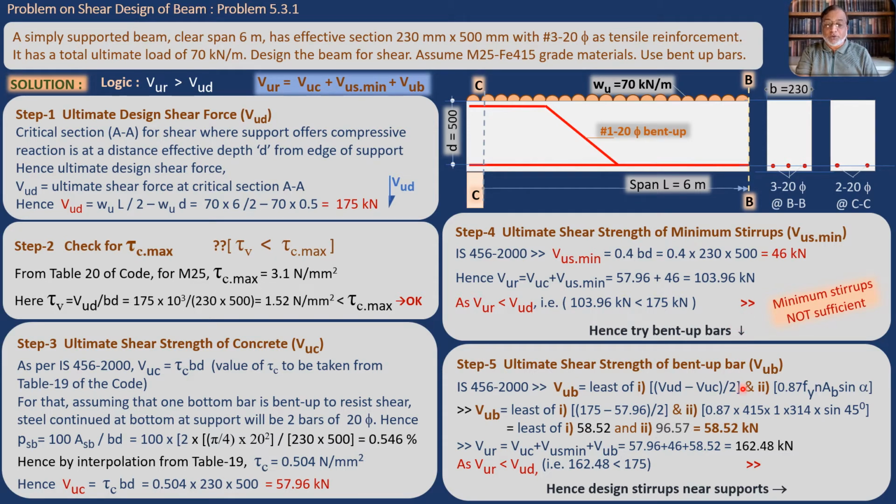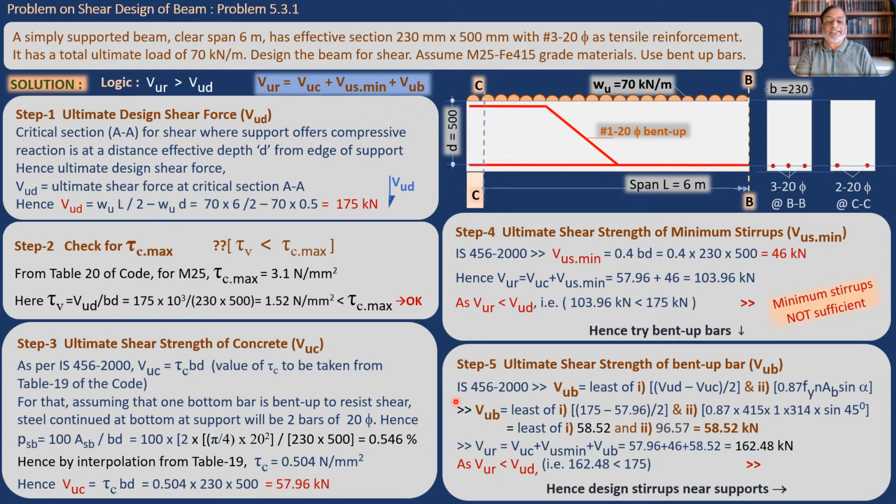That gives us the next step, that is step 5. This is how one step gives birth to the next step depending upon this check at the end of every step. So step 5 is ultimate shear strength of bent up bar. We have discussed right now that one bent up bar is provided. Now we want to find out how much shear force it is going to resist, so that we can add that value here.